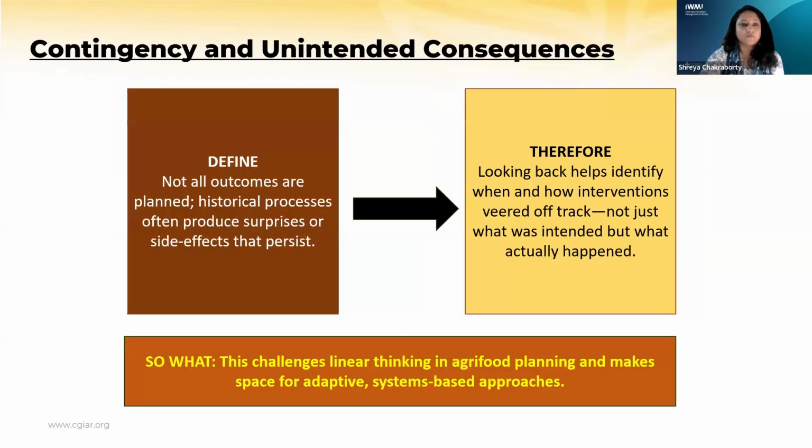And finally, the fourth is that there's contingency and unintended consequences, that a lot of the outcomes that we see coming out today may not have been intended at all. They just happened over time, right? So it becomes really important to know that not all of the outcomes were part of the planning of these historical processes, but over the years they have come. But this challenges this sort of linear thinking.